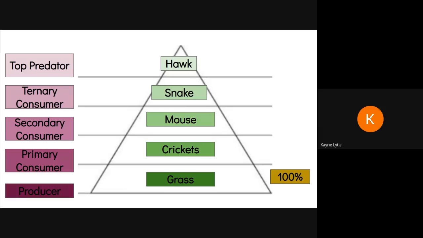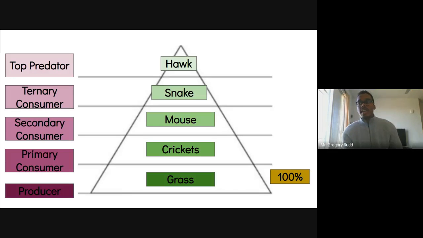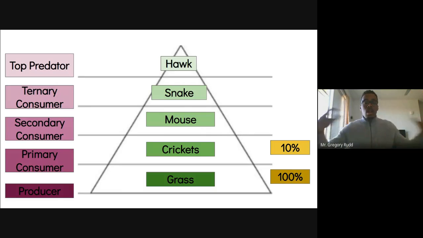90. Okay, so you just subtracted 10%. Well, what we're saying is that only 10% is available. So Alyssa is correct. 90% of it gets lost, Kyrie. 90% of it is lost. So we just need to divide by 10 every time.